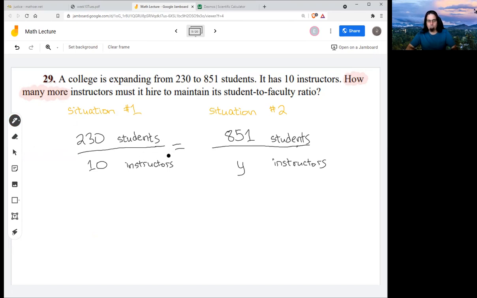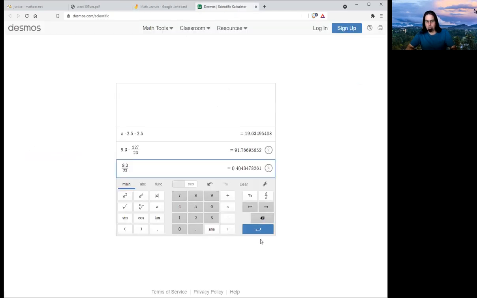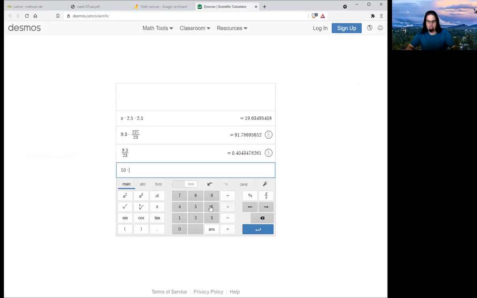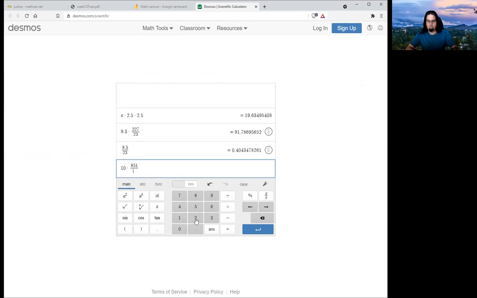Okay, I do my cross multiplying. So y times 230 is 10 times 851. And there will be a divided by 230 on both sides to get y by itself. And what is that? 10 times 851 divided by 230 gives me 37.